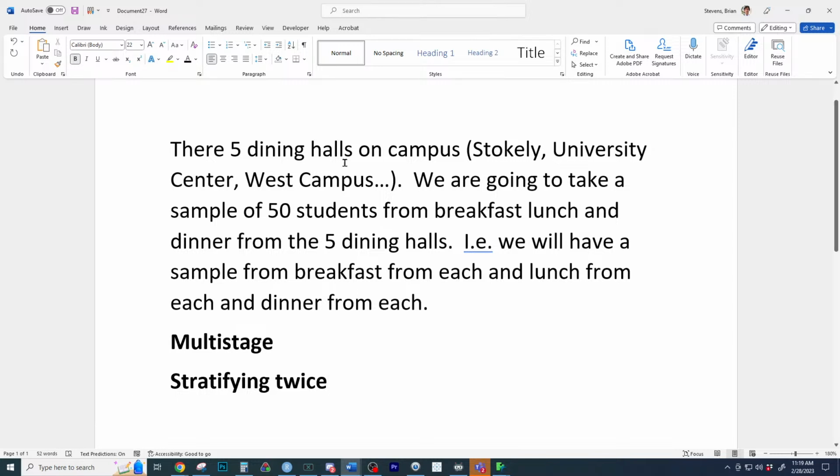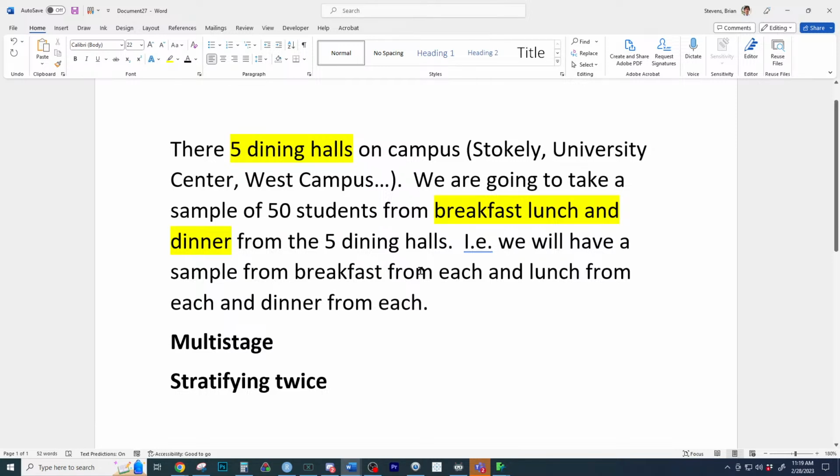Because we are acknowledging the differences between dining halls. So there's 5 dining halls, and we're making sure we take samples from each of the 5 dining halls. Each of the 5 dining halls is a strata. And then we are taking samples during the different times of day. And so here's the other strata right here.